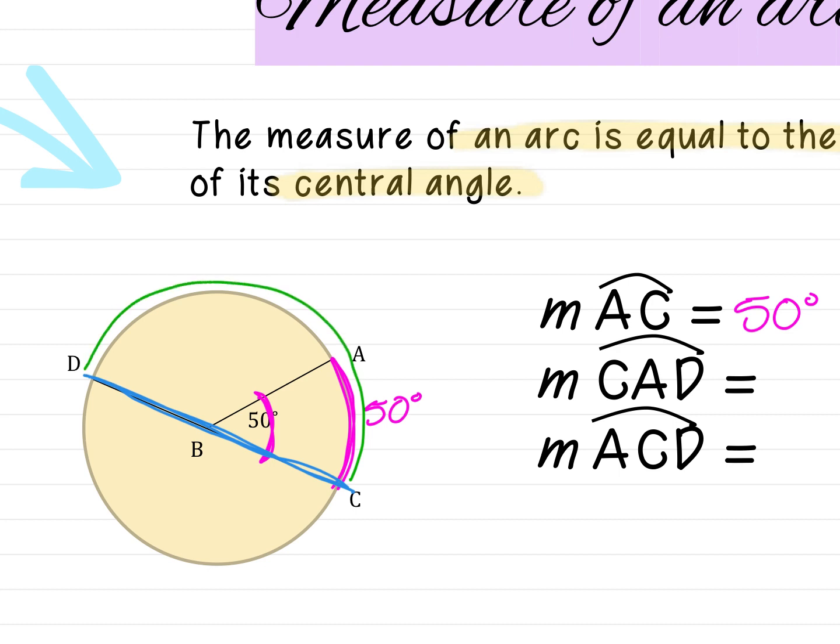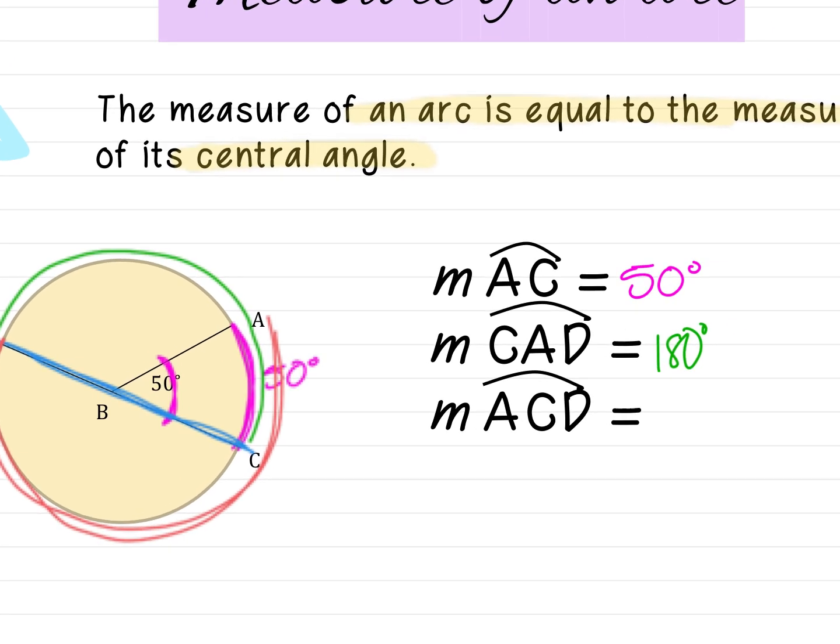What's the measure of arc CAD? 180. And now, lastly, they're asking for the measure of arc ACD. How would I figure that out? Good. 180 plus 50. And what's 180 plus 50? 230 degrees.